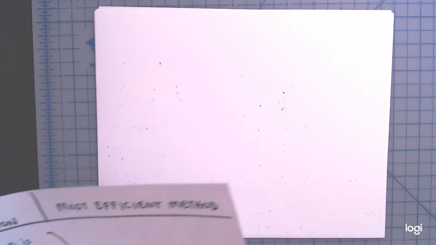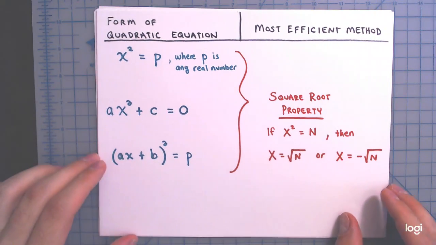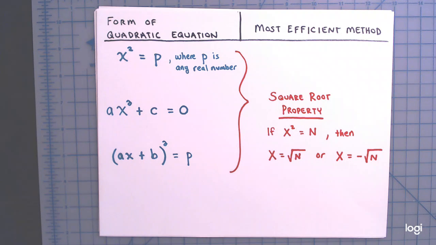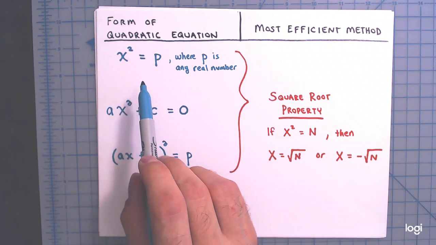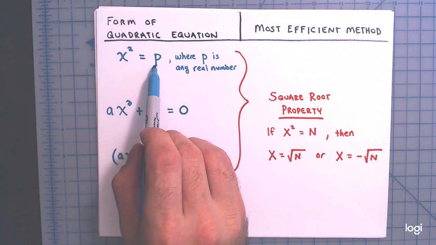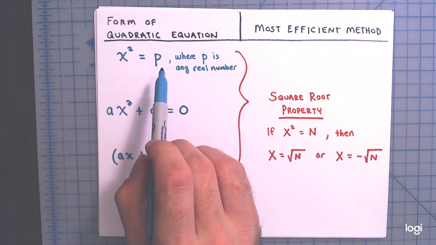All right. So in my first couple pages, I just have a little table here. It's already pre-written. On the left side, I have the different forms a quadratic equation could take. Any quadratic equation could be written in one of these forms. And on the right side, I have what I feel would be the most efficient method for solving that quadratic equation. So on this page, I have a quadratic equation of the form x squared equals some number p, where p is any real number.